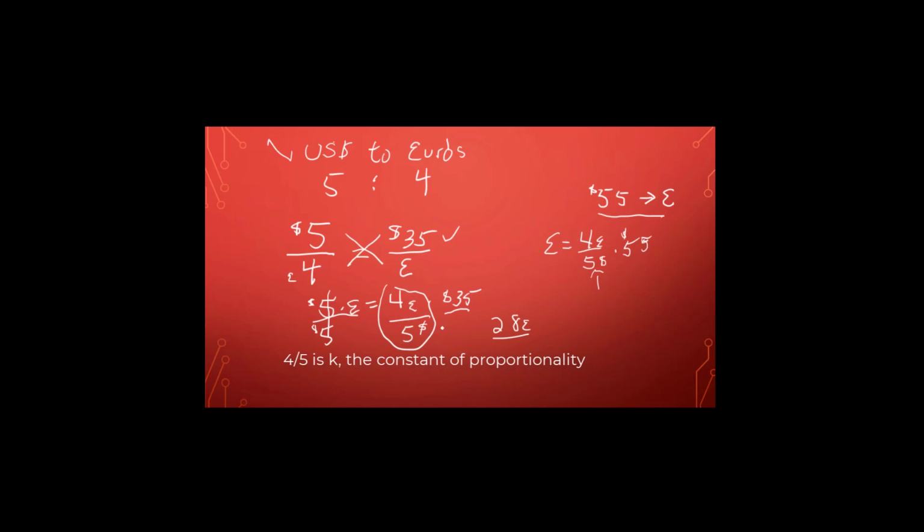It's a result of cross multiplying and dividing. Notice also how these units work. This is euros over dollars times dollars. So the dollars are going to cancel just like a fraction, and I'm left with euros. So 55 divided by 5 is 11. 11 times 4 is 44. So $55 equals 44 euros. Now I'll show you why it is convenient to know this, which is also called K, the constant of proportionality.